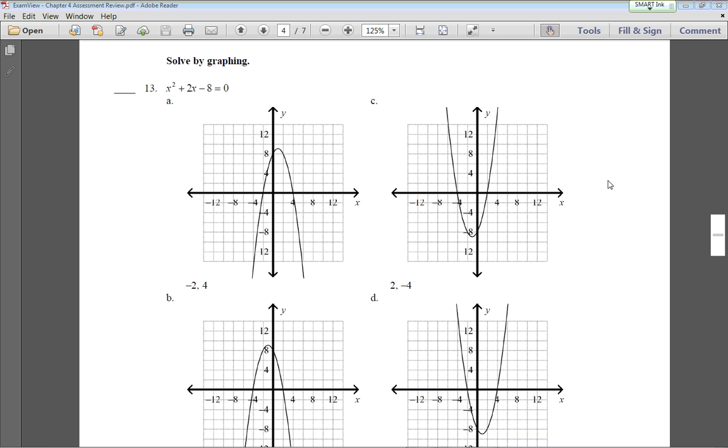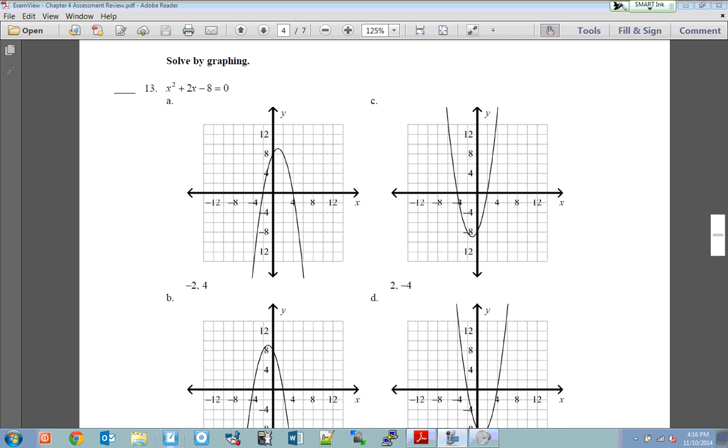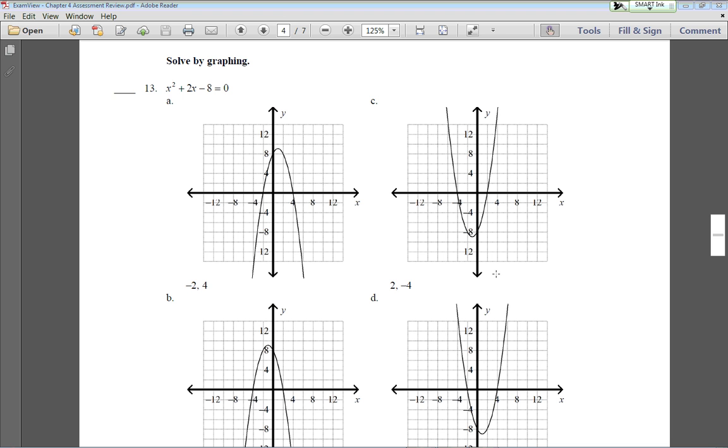All right, so here's part 2 of your Chapter 4 exam video. Number 13, solve by graphing. The first thing I would do here to graph this is pay attention to a. a is positive, so that means this graph opens upward.